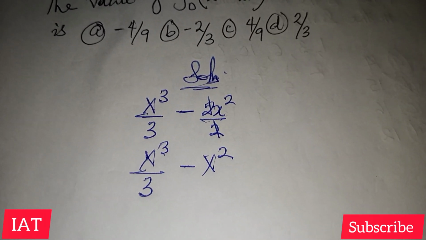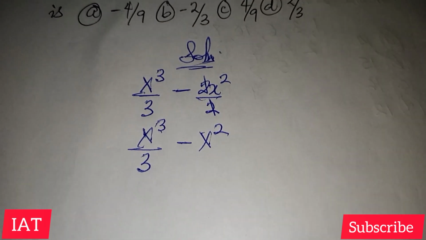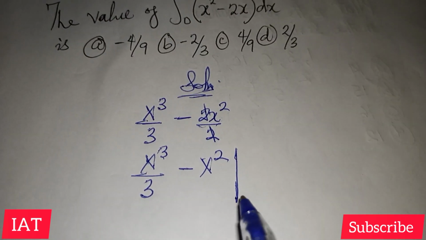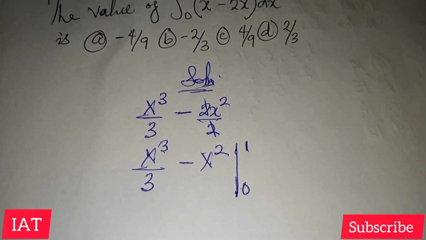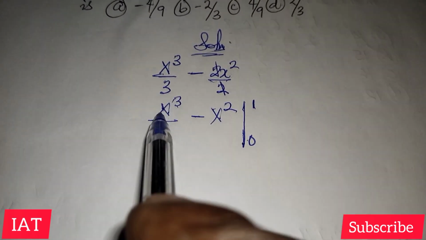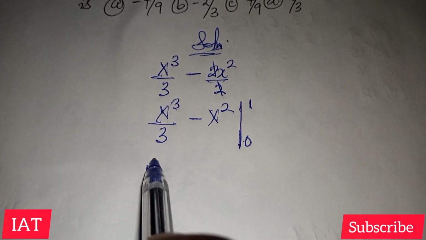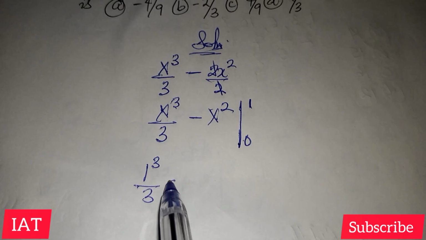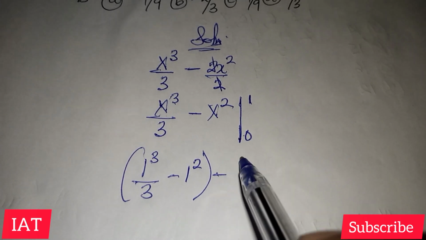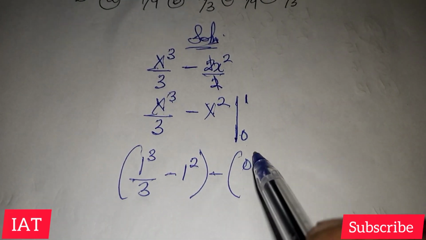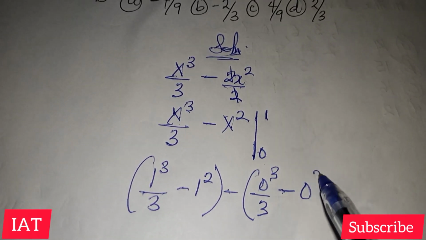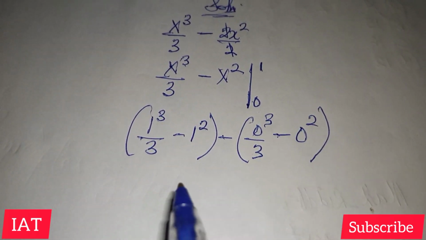Right, so the next point here is, by the time you take the integral of each of these, you have here 0, and we have here 1. So the first thing is to start plugging in the upper limit. So substitute 1 in this case. We have 1 cubed over 3 minus 1 squared, and this will be in brackets, minus the next one, which is 0 cubed over 3 minus 0 squared.